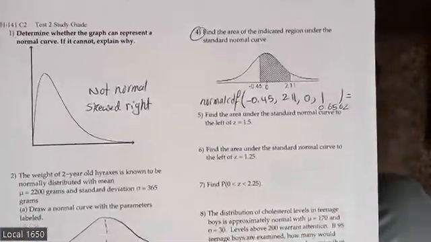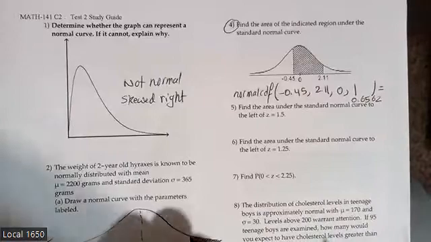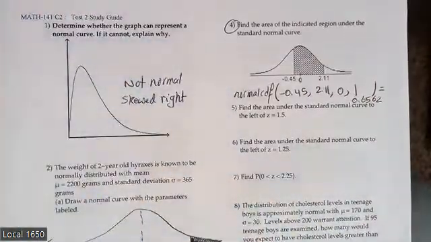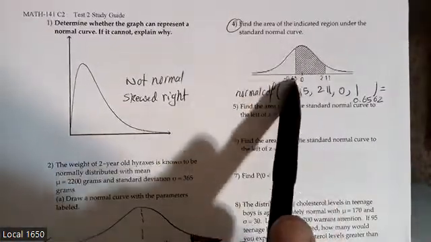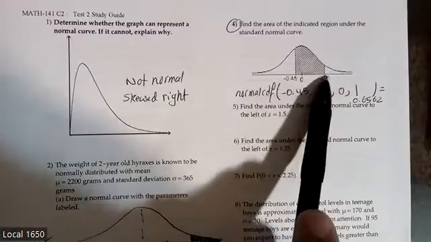All right, now we're coming to probabilities. So we're doing section 7.1 now. Find the area of the indicated region under the standard normal curve. Well, he gives you the area. He wants you to find it. He gives you the lower bound and he gives you the upper bound.